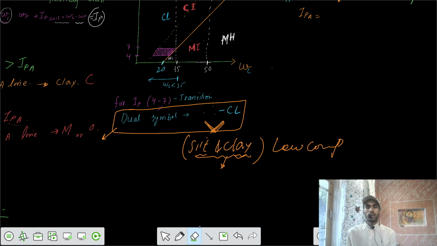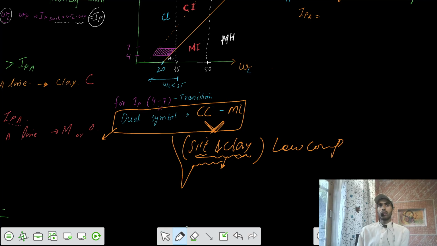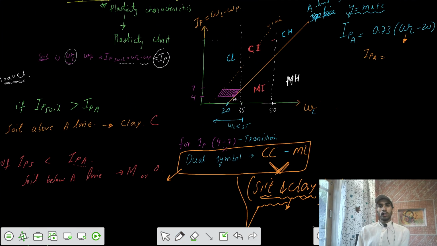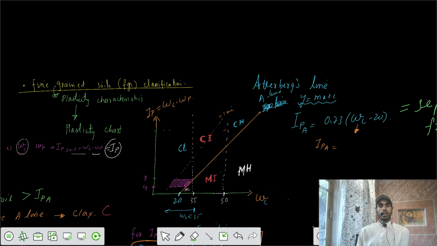Let's write it in this way: CL-ML. So this is the dual symbol for that range 4 to 7 IP. They are having characters of both kinds of soils. So the distinction of that particular soil is difficult to have. Okay, so that's all about fine grained soils.